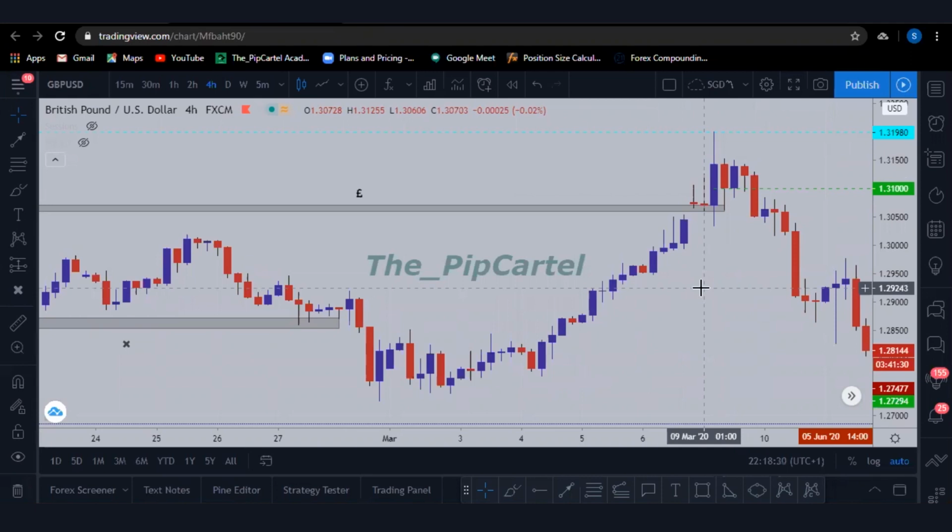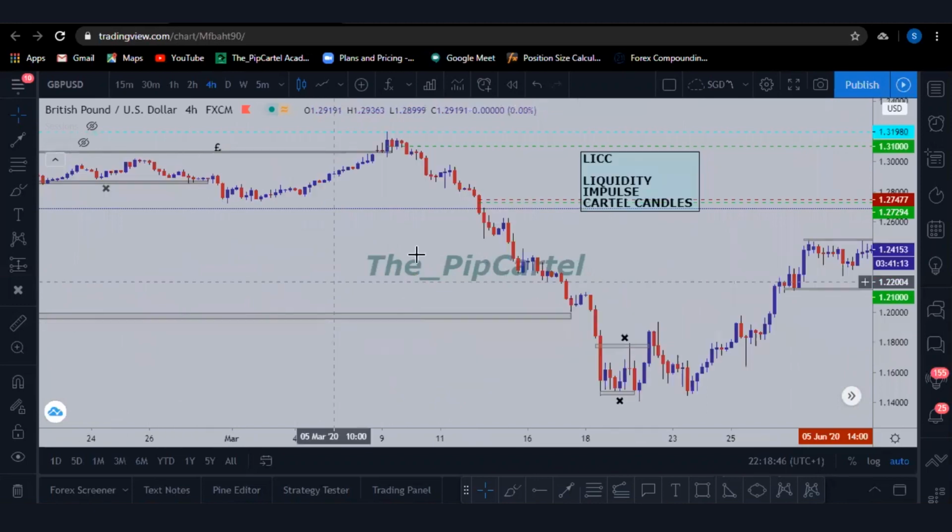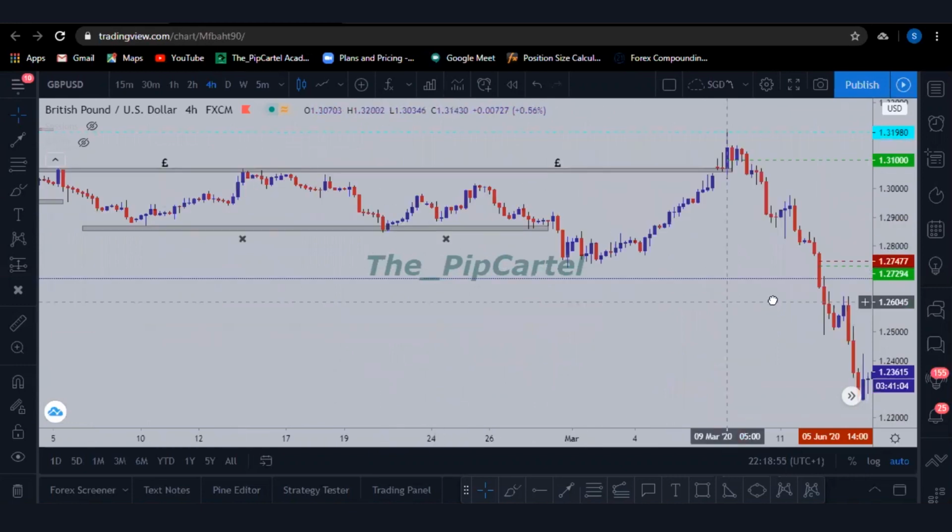But basically, institutional trading is quite the opposite of the retail style of trading. So you spotted your retail trading, you spotted liquidity, just as I said earlier. That's number one. You spotted the impulse. Okay, impulse took out liquidity. Then the cartel candle. So now the cartel candle is what I want to buttress on.